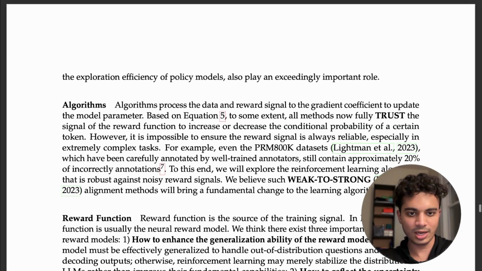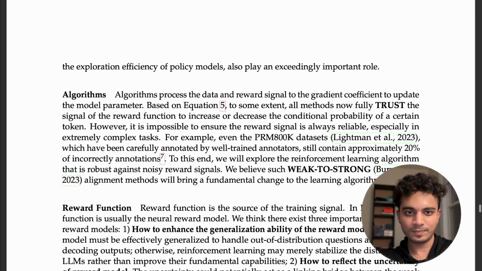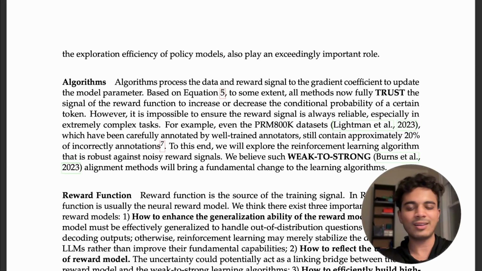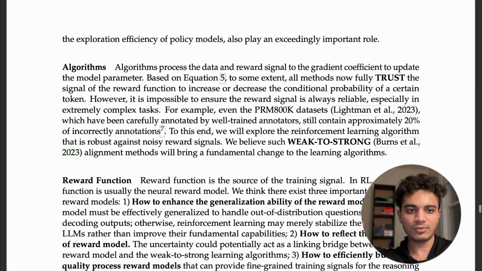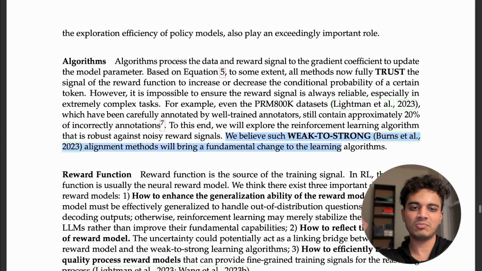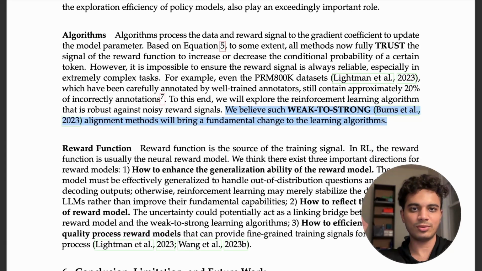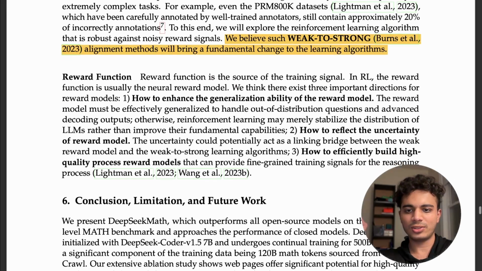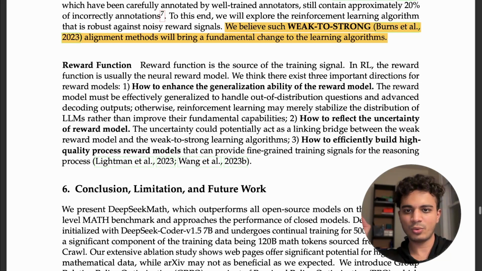Algorithms are important. I totally trust that. All methods now fully trust the signal of the reward function. Yes, it's important to design a reward function so that your model can trust it. We believe such weak to strong alignment methods will bring a fundamental change to the learning algorithms. Mm-hmm. Interesting. I'll come back to this soon. Reward functions. To enhance them, we think there exist three important directions for reward models.